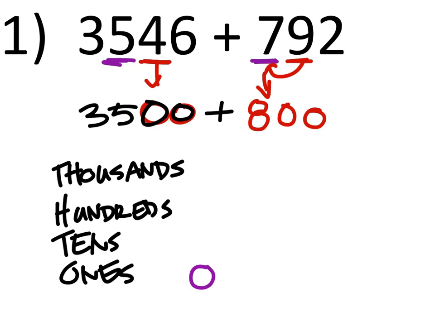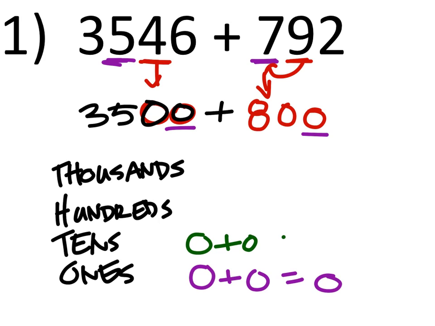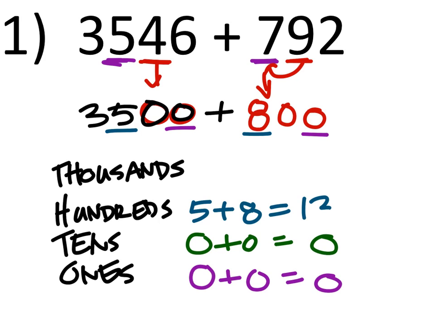Now we got the 0 from the 3,500, and we can add it to the 0 in the ones place from the 800. Well, that's just a 0. So that tells us that when we add these, the place value for the ones is a 0. The tens, I've got zeros for both of those as well, so I've got a 0 there. The hundreds, though, we've got a 5 and an 8. So I'm going to take the 5 and add 8, which would be 13.